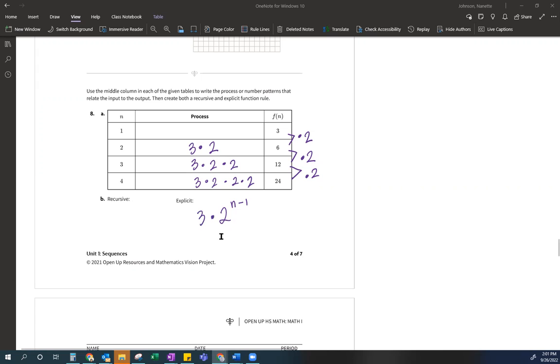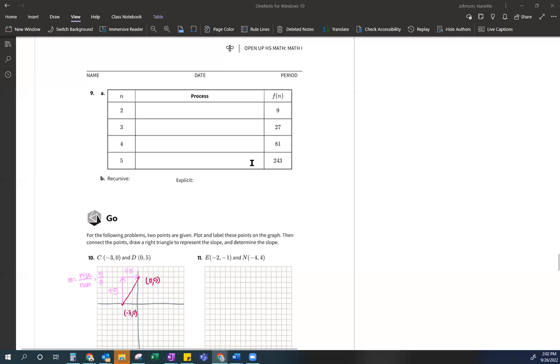Okay. And you should remember from the PEMDAS rules, right? We don't multiply these two before we take care of this exponent. So that's why we get the accurate numbers there, right? So here's my function. So I'll write this as f of n. And then for recursive, it's going to be f of n equals f of n minus 1. And what am I doing every single time here? Well, I'm multiplying by 2. So I'm going to multiply this guy by 2. And I'm going to say, hey, by the way, you're going to start at 3. I need you to start f of 1 equals 3. Okay.